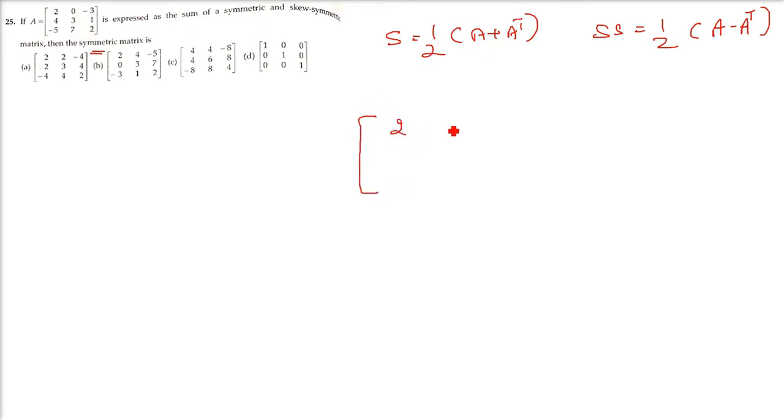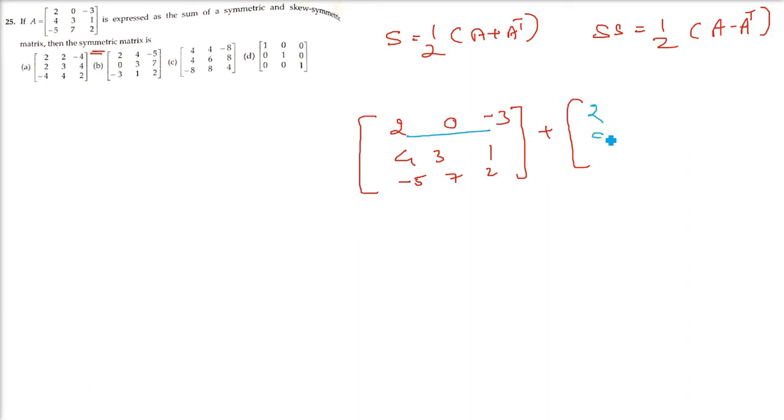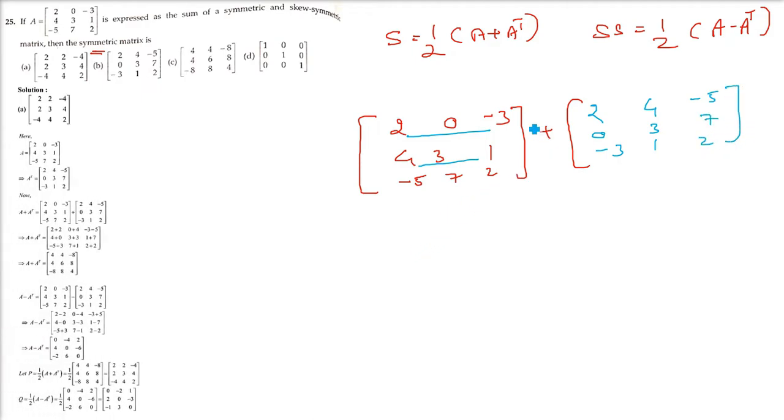So let us take this one, 2 0 negative 3, 4 3 1, minus 5 7 2, and we'll take the transpose and add it. Row will become column. So 2 0 minus 3 will become column, 4 3 1 will become column, and minus 5 7 2 will become column. Now just add it, and then divide it by 2. That will be your answer. So you can do all, because this is a multiple choice question, so the answer will be what is being asked. But the whole procedure is like this.